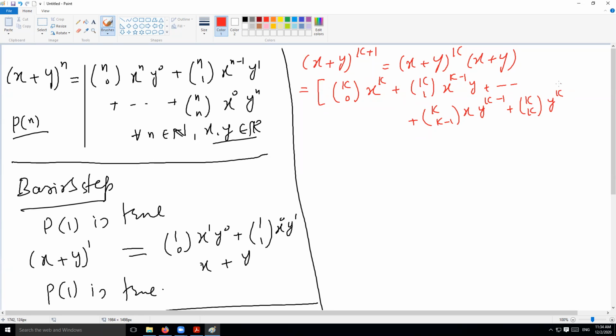So that really is the bracket multiplied by (x+y). Now how can I multiply this? Take, say for example, x and multiply with the entire expression, and then take y and multiply with the entire expression, right? So let's take x and multiply with this entire expression. What are you going to get? You're going to get k choose 0. It's a bit laborious work, but it's worthwhile doing it. x^(k+1).